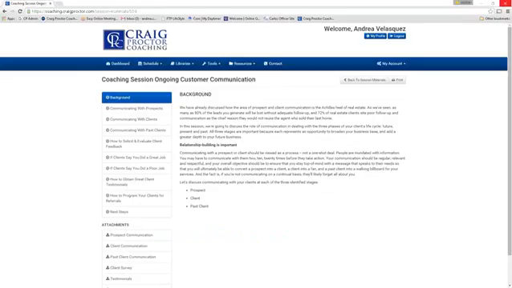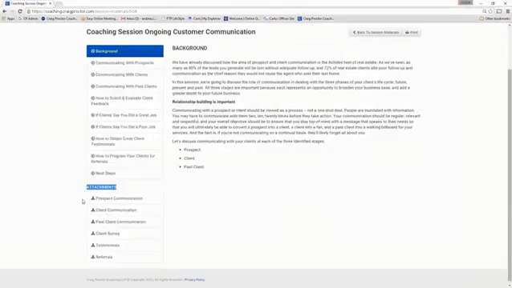So what I want to do is take you through each one of these items. And you'll see in the bottom left-hand corner, it says attachments. So you might want to start downloading these attachments. And we'll look at these attachments one at a time. So prospect communication, client communication, past client communication, client survey, testimonials, and referrals. Okay, so these are the groups that we're going to talk about here today. Just give everyone a few minutes to do that.